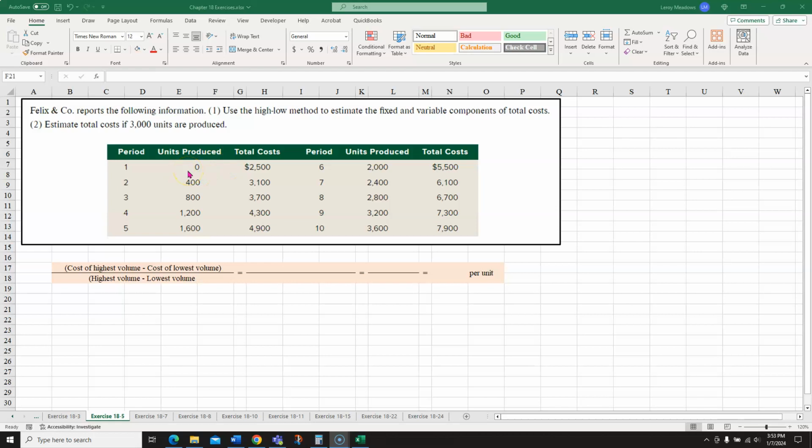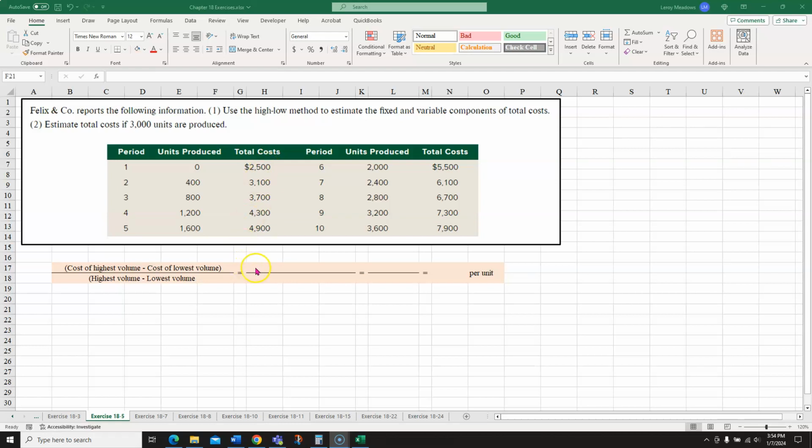Let's look at the lowest units produced, and that would be period 1 where we produced no units. Then what's the highest units produced? Going through here, our highest units produced in the 10 periods is 3,600. So we're going to look at period 10 and period 1, because the high-low method focuses on these two periods.